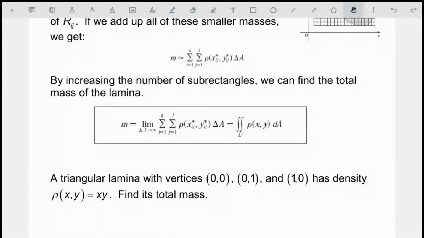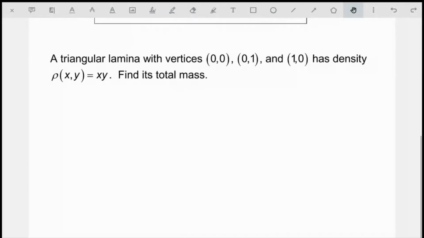Okay, so let's take a look at the exact same triangular lamina we were just looking at, but now we've got a variable density. So we have density equal xy, find its total mass. Okay, so when we do this, what we want to think about is kind of the same thing we were looking at before. I could think about, okay, I know what the area of the lamina is, but that doesn't help me this time like it did last time because I've got a varying density. I have to break this into smaller pieces.